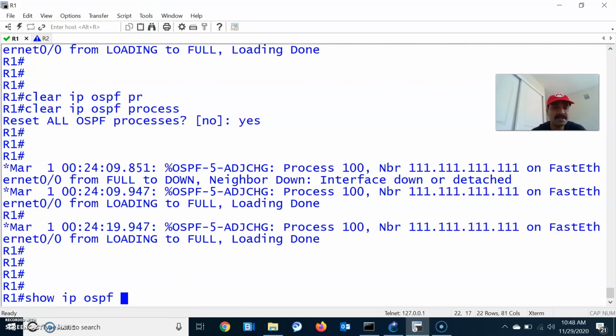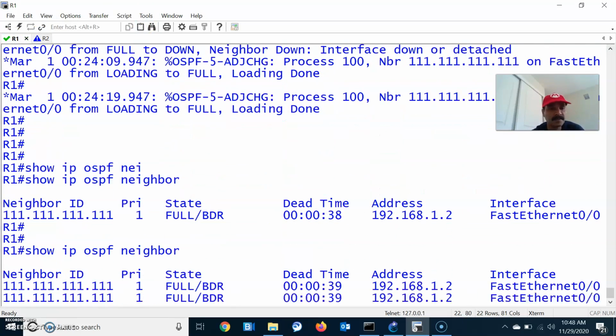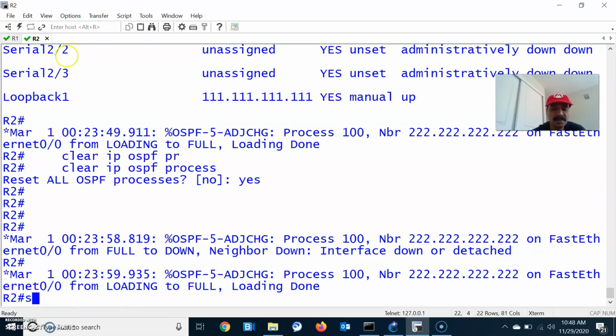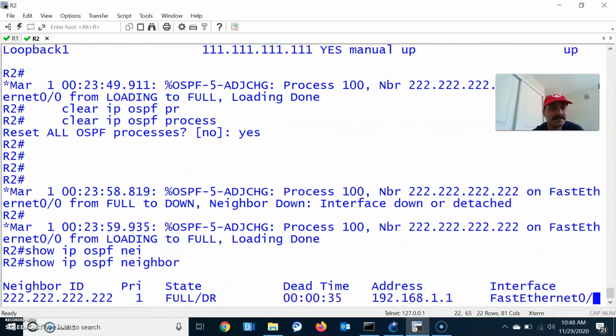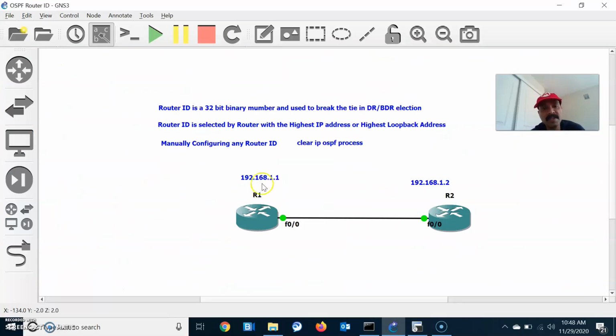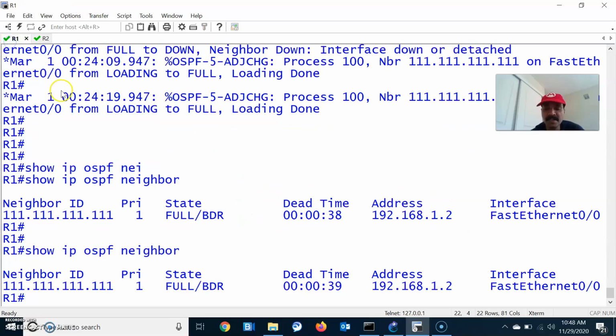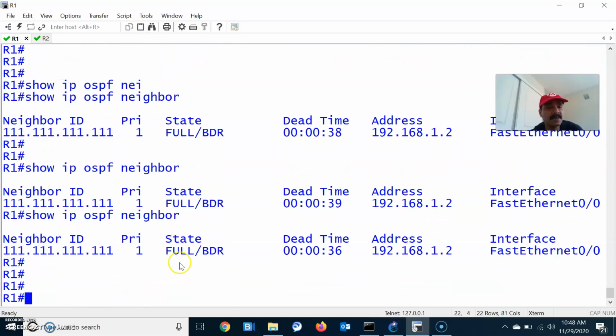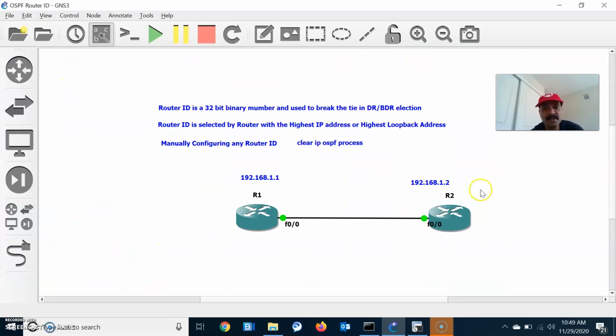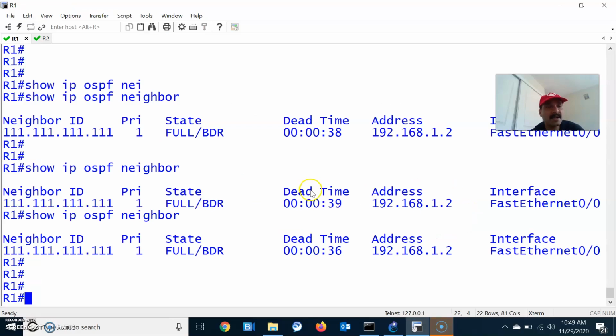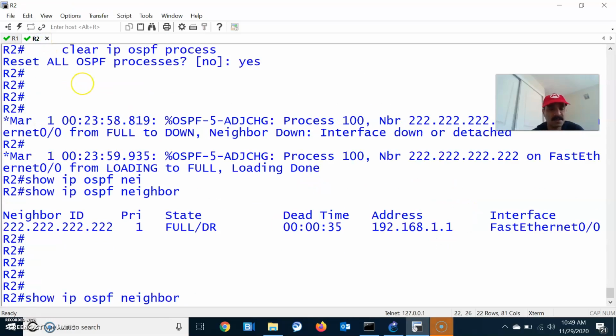Show IP OSPF neighbor. Similarly, go to R2 and check show IP OSPF neighbor. So now you are able to see, right? Already I preferred this as 222.222.222.222 and here I configured 111.111.111.111. So always the highest loopback address is preferred, right? Even though I configured the physical interface, always the loopback will take over the preference. So that is the reason I am seeing the neighboring router as a BDR. That means this is the lowest loopback address. So R2 is elected as a BDR, right? And R1 will be elected as a DR. So that's the thing you are able to see.